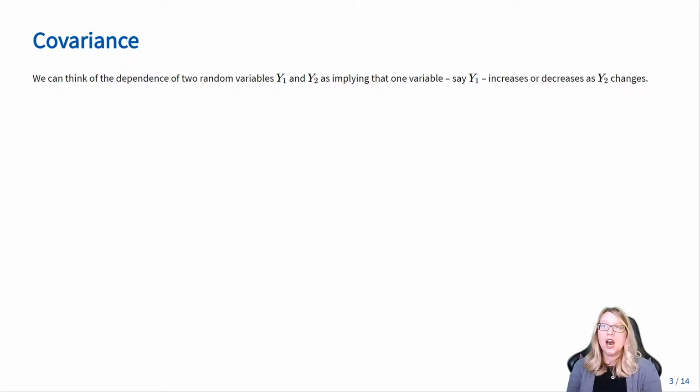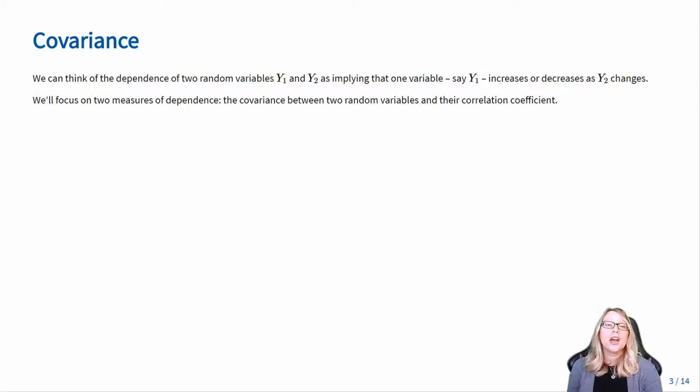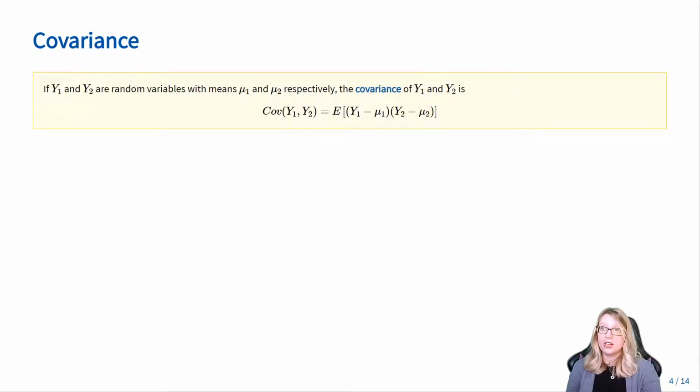We can think of modeling the dependence between two random variables, so how one changes depending on the other. For example, as y1 tends to increase, perhaps y2 tends to decrease or tends to increase as well. We've got two ways that we can measure this relationship, the covariance and the correlation. So let's start by defining the covariance.